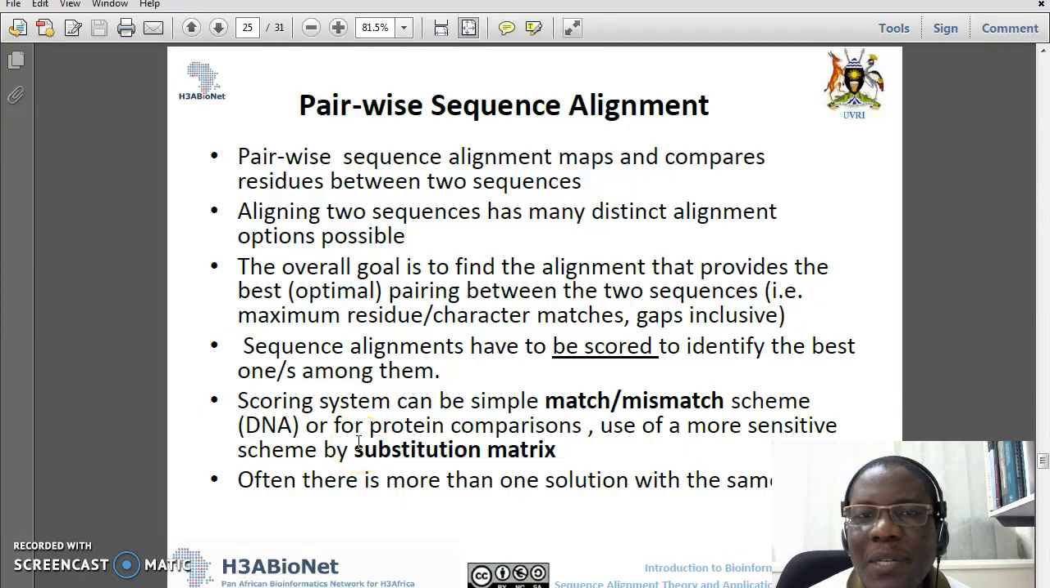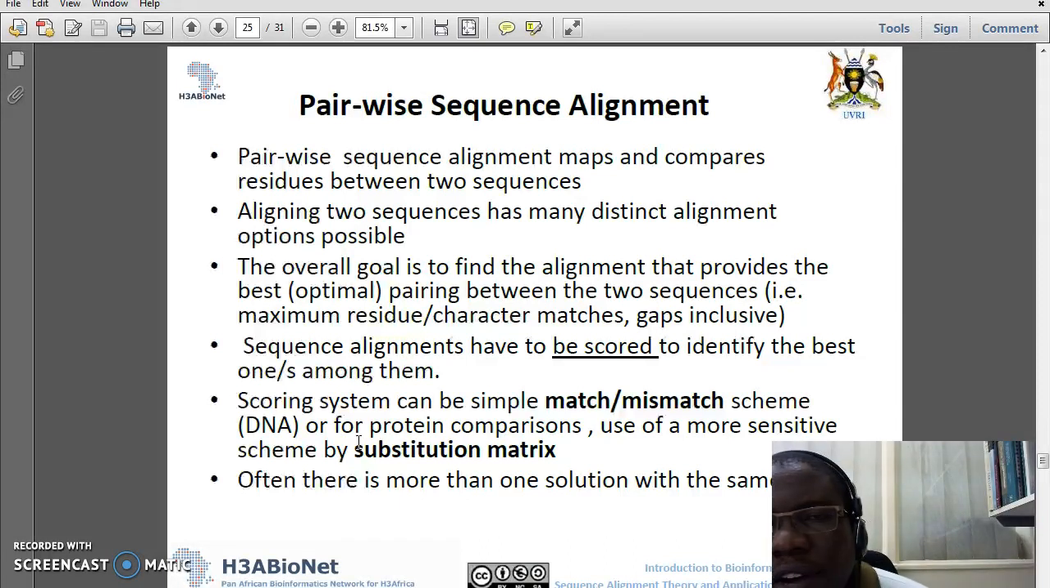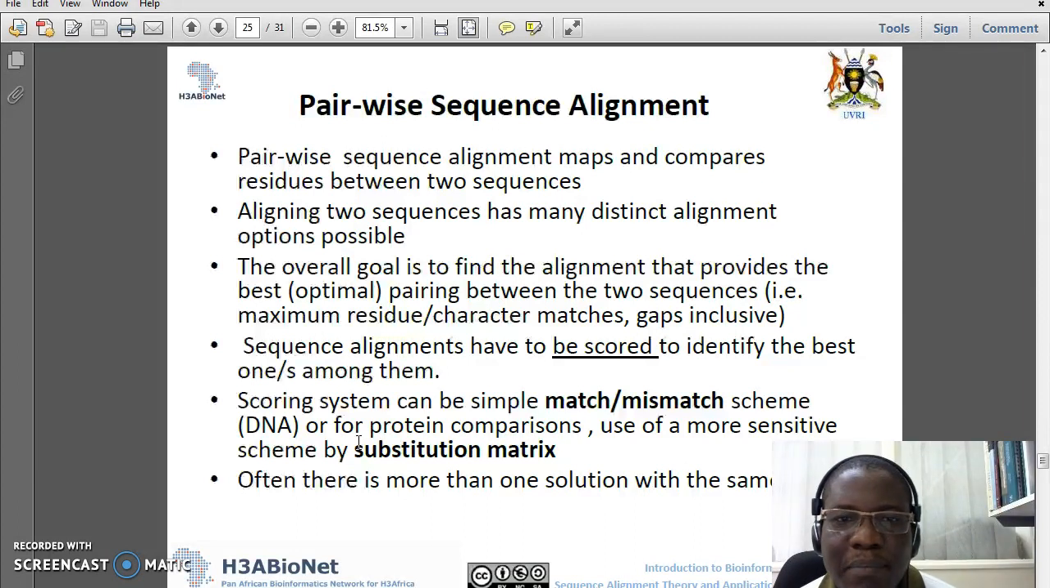So pairwise sequence alignment, what is it? Well, this is a comparison made between two sequences. There are many distinct alignment options that are possible, or outputs that can be generated. The goal here is to find the one that has the highest matches, or the best scoring one of them.